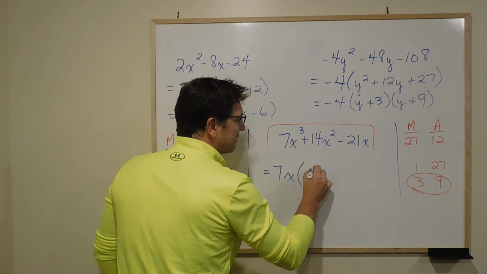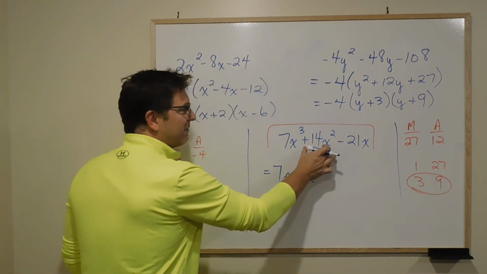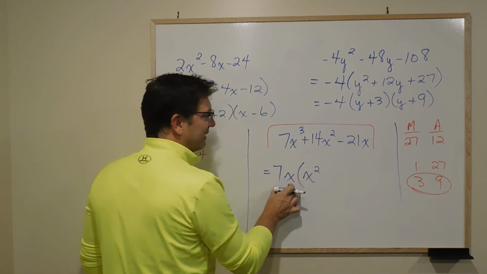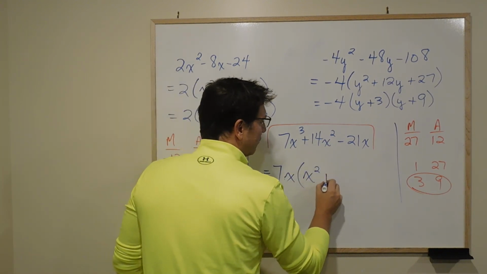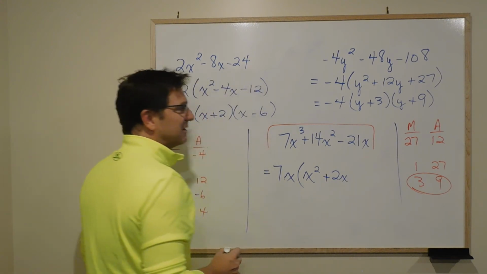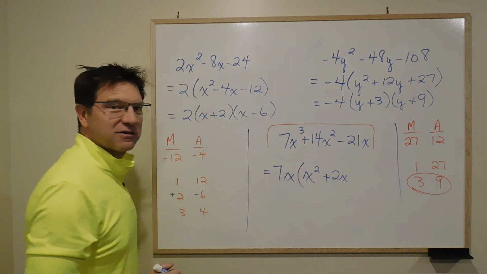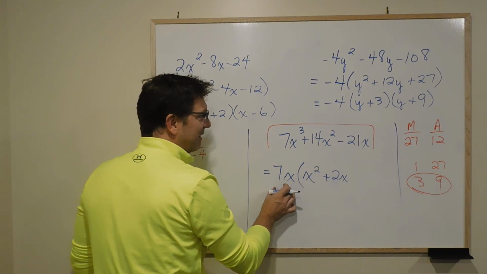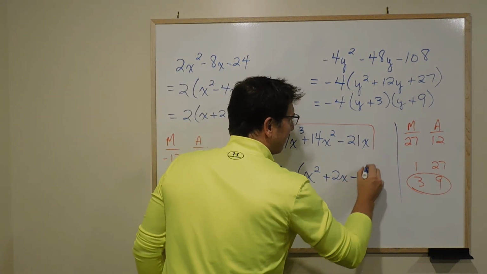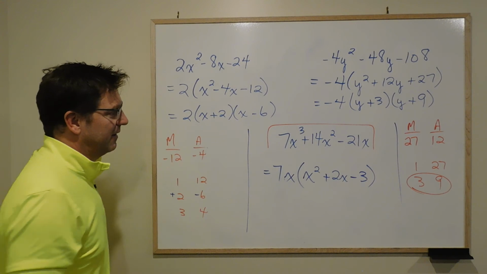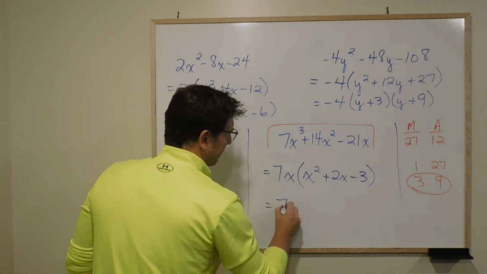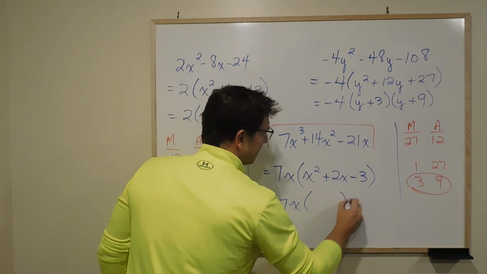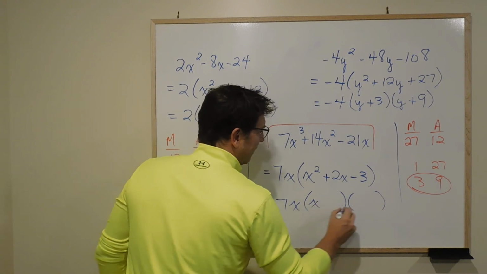So I got to take 7x cubed and divide by 7x. That gives me x squared. I'm going to take 14x squared divided by 7x. 14 divided by 7 is 2x, because x squared divided by x to the 1 is x. And negative 21x divided by 7x is minus 3. Okay? And then repeating the process, 7x, x goes at the beginning.